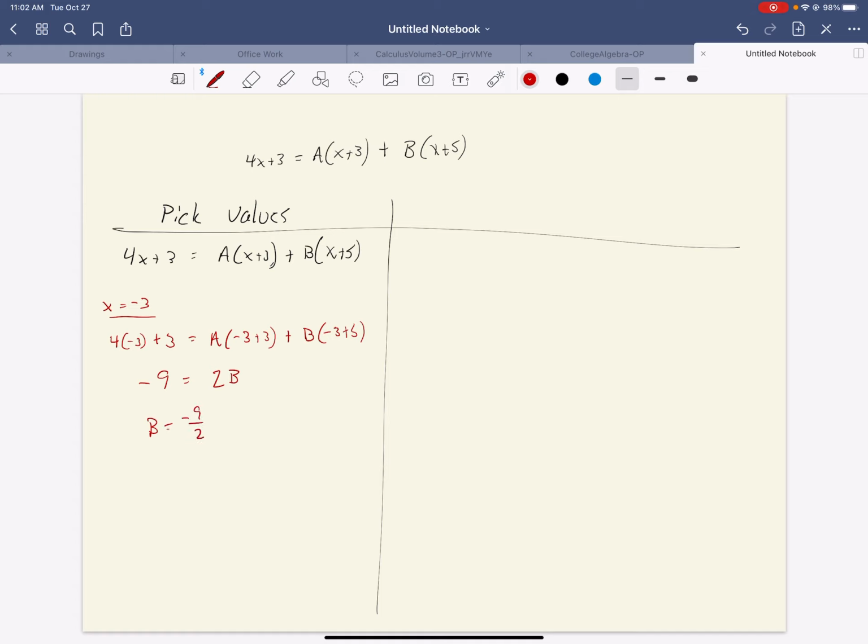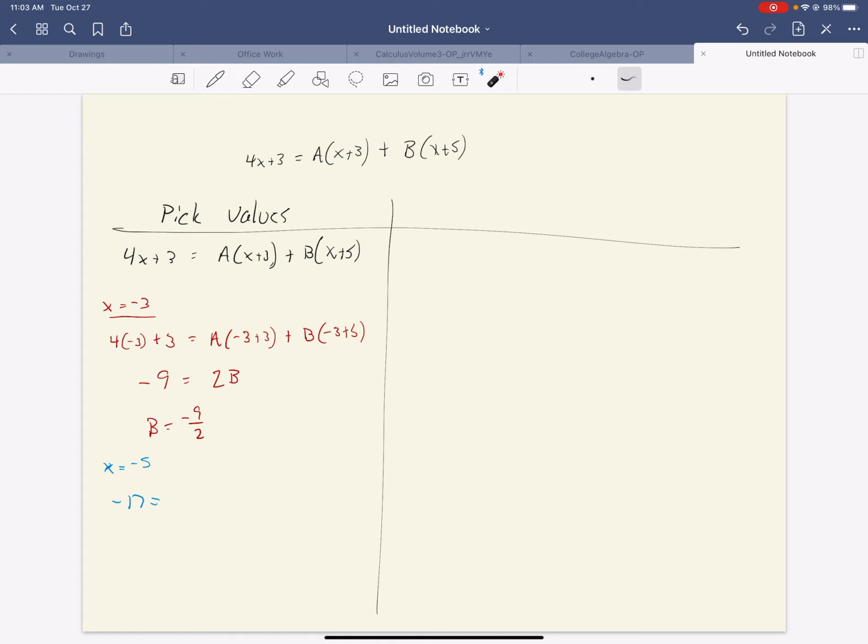Okay. And then now I need a separate value. So this time I'm going to say, well, let's let x be negative 5. Now here's how I actually go about doing it. I go, okay, what's 4 times negative 5? Well, 4 times negative 5 is negative 20, plus 3 is negative 17. So on that side, we'd have negative 17.